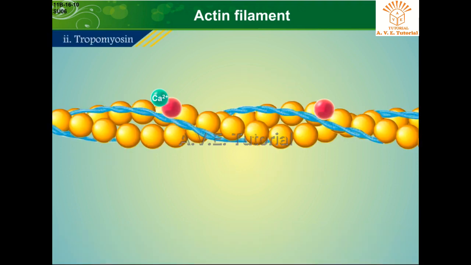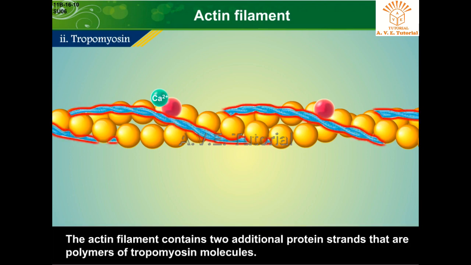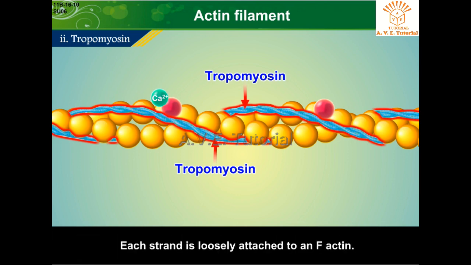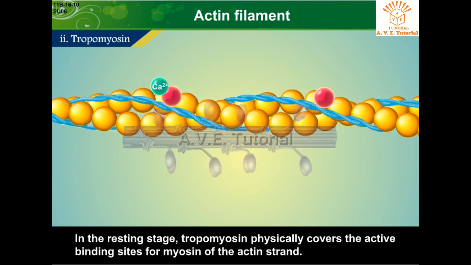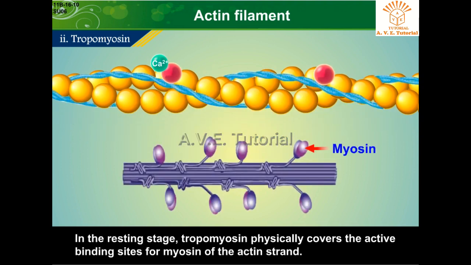Second, tropomyosin. The actin filament contains 2 additional protein strands that are polymers of tropomyosin molecules. Each strand is loosely attached to an F-actin. In the resting stage, tropomyosin physically covers the active binding sites for myosin of the actin strand.